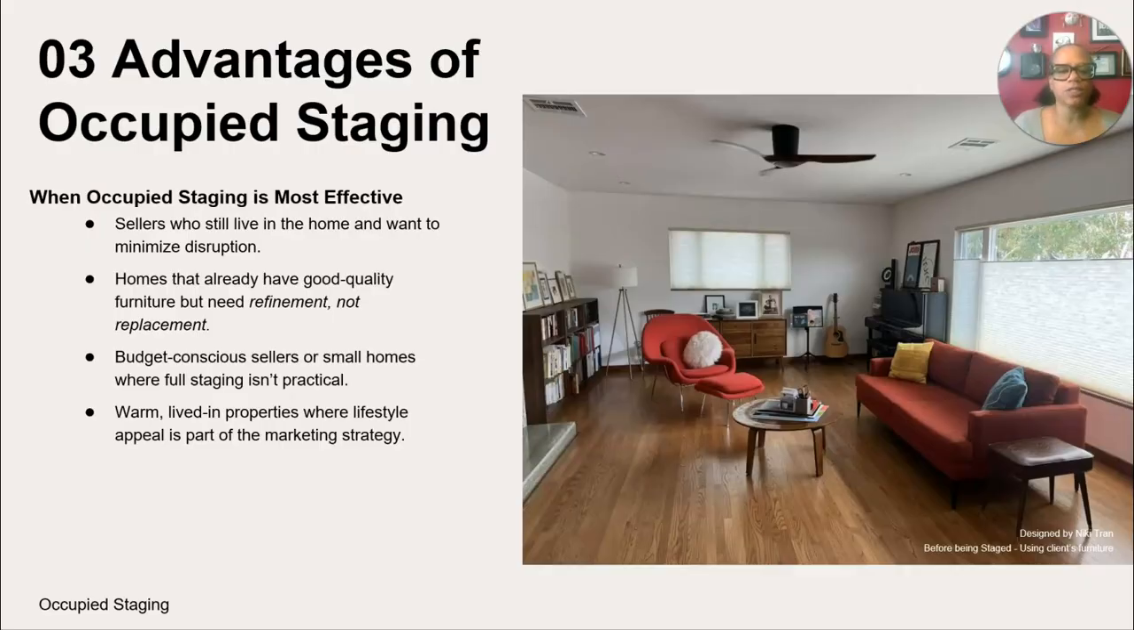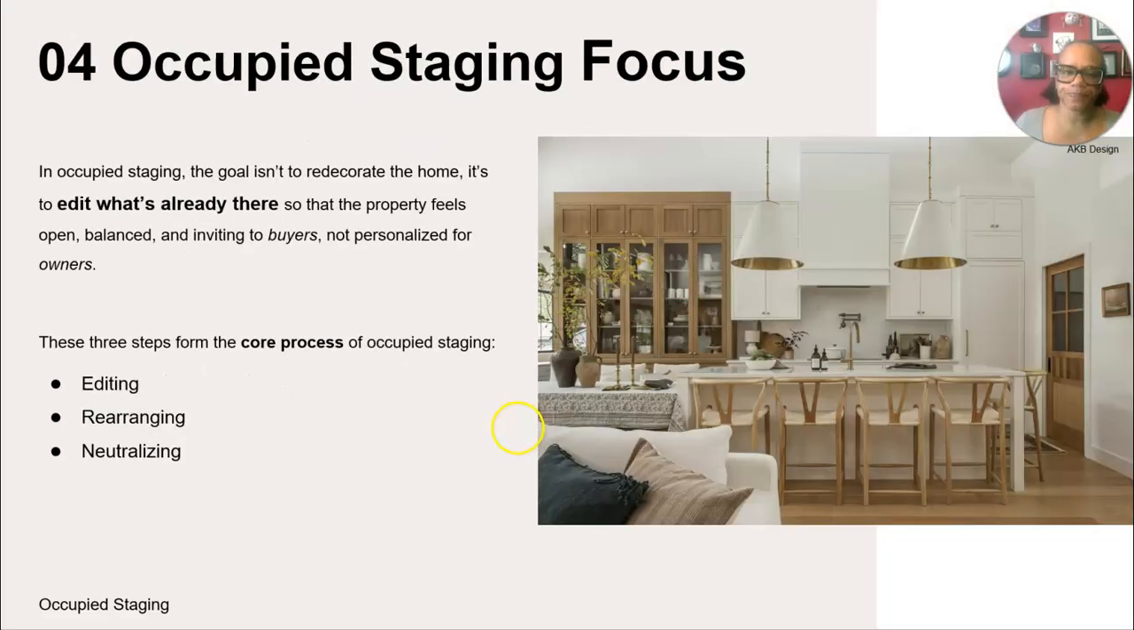So when occupied staging is most effective: when a seller who still lives in the home wants to minimize disruption, when the home already has a good quality of furniture and they only need refinement, not replacement. And so again, as I'm looking at realtor sites, I wouldn't know if it's really well done. I wouldn't know if it's an occupied or a vacant staging, because if the furniture quality is nice, if the homeowner had really good taste, and we just rearrange and almost just style the space, then I wouldn't know. That's why my pictures are beautiful. It's budget conscious. For small homes, vacant staging isn't particularly practical because of the cost. It's warm and looks well lived in, and the property lifestyle is appealing as part of the marketing strategy.